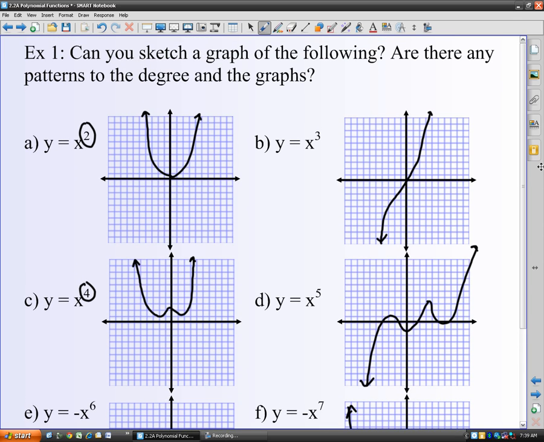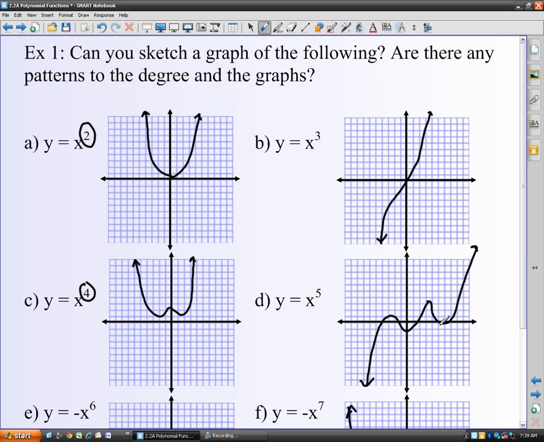We also might notice that if you look at the number of maximums and minimums, I have a degree of 2, I have 1 maximum or minimum. In degree 4, I have 3 maximum or minimums. In 5, we have 1, 2, 3, 4 maximum minimum.